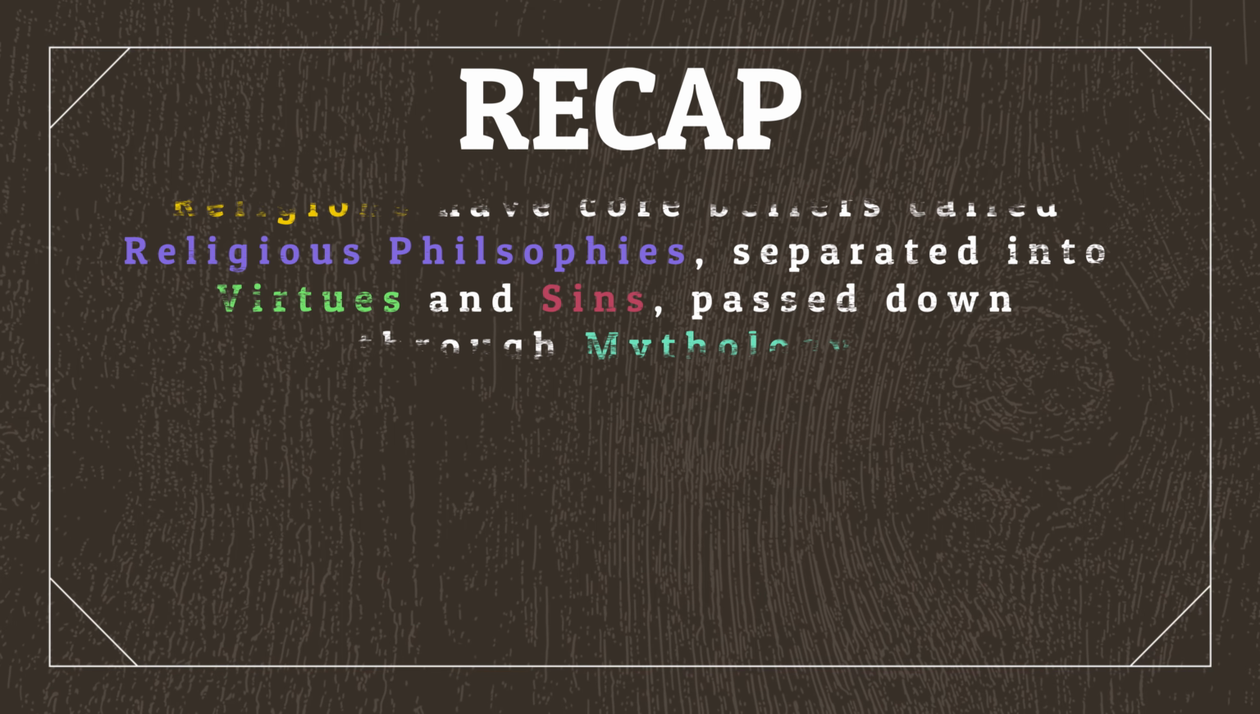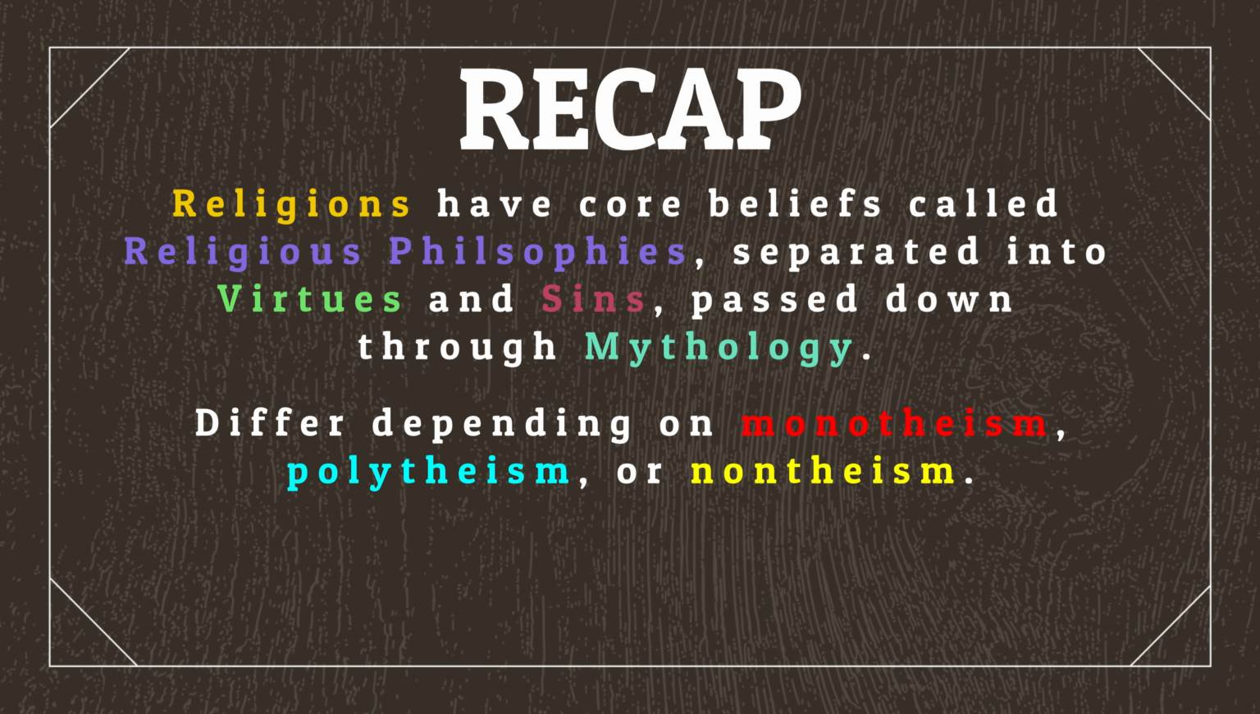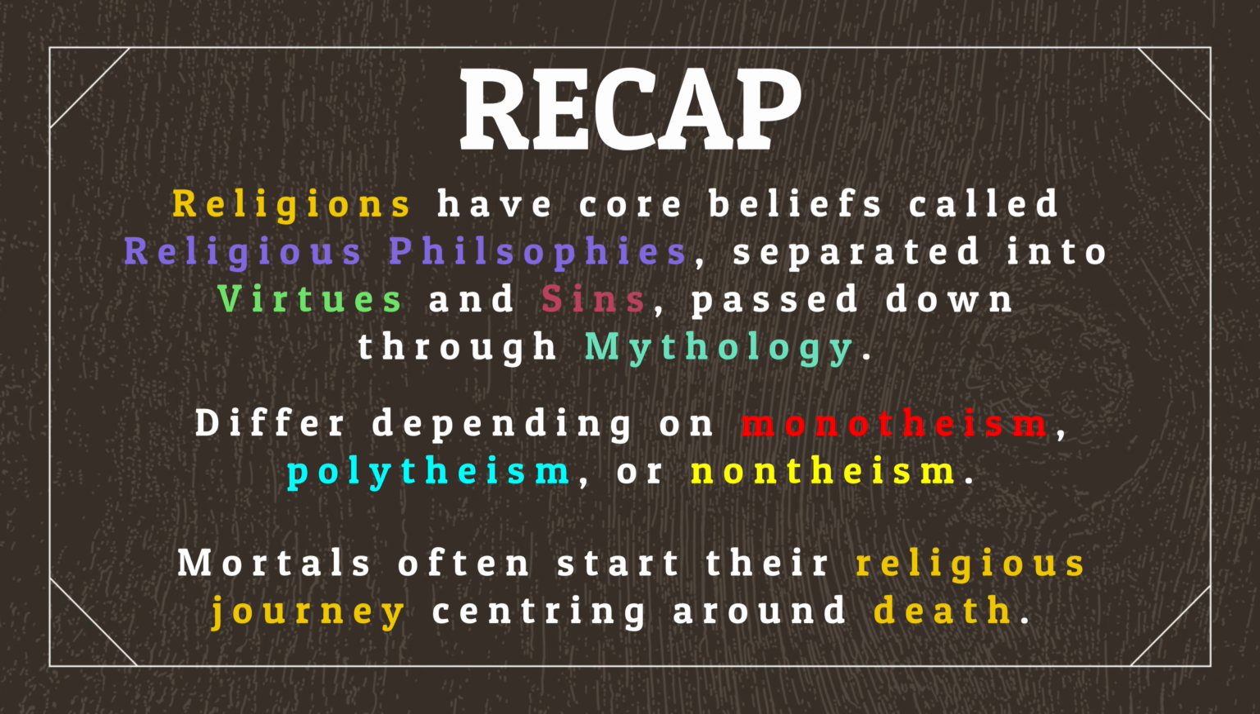So, to recap, religions have core beliefs called religious philosophies, which are separated into virtues and sins, and are passed down through mythology to form the foundations of religion. Religions then differ depending on whether they worship one deity, multiple deities, or no deity, with different trends like how tolerant they are of non-believers, how militarized they are, and how quickly they spread. Mortal cultures often start their religious journey centering around death, though an immortal species, or a world where real deities are present and involved, might establish their religions based on other principles.